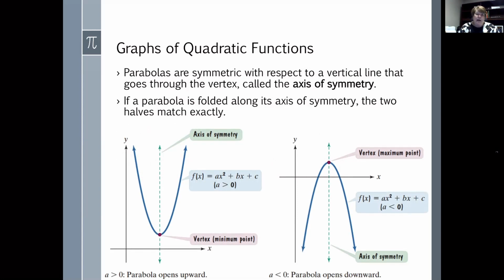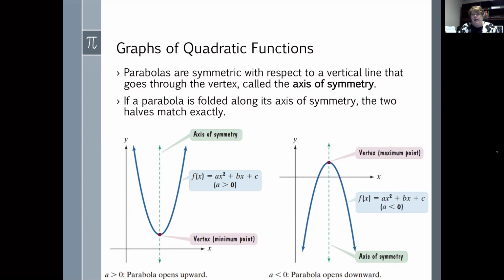The graph on the left here is an example of a parabola that opens upward. So the coefficient a on the x squared is a positive number. It has a vertical axis of symmetry that goes through the vertex. And since it's a parabola that opens upward, it has a minimum value, and that minimum point occurs at the vertex.